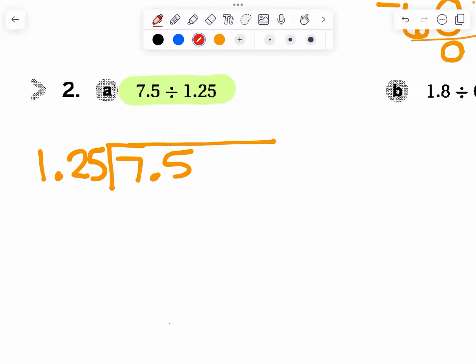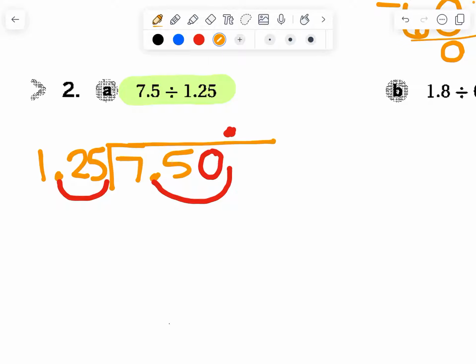Now, remember that rule we just learned. You are never allowed to have a decimal in the divisor. So we're going to slide that decimal 2 places to the right. I am allowed to add a 0 behind the 5. Now I have to slide this decimal also 2 places to the right. So in my answer, the decimal is going to be sitting right up there. Now we're ready to start dividing.